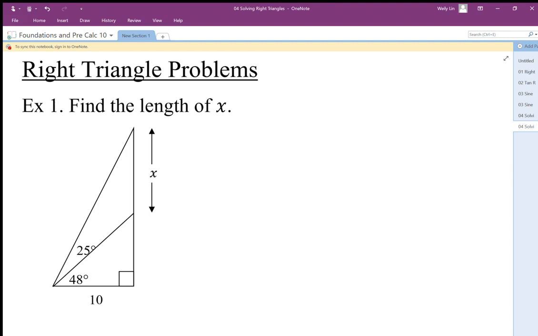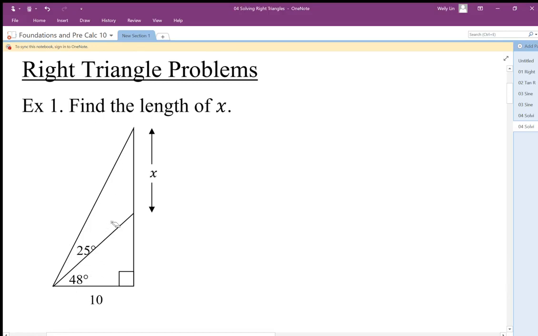In these problems, we're going to see how we can use trig to find unknown parts of right triangles. So in this problem here, we have this piece of the right triangle that we're trying to solve for, which is x, and we've been given the base length here, and we've been given the two different angles that comprise these two triangles.